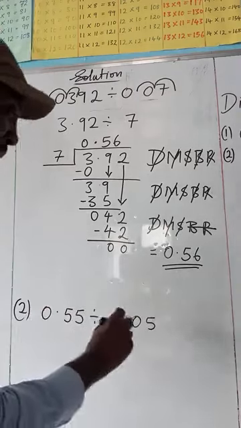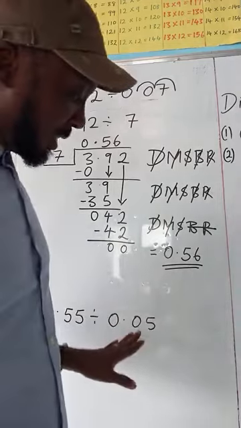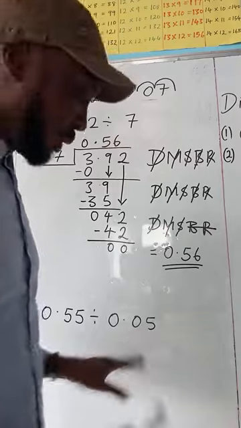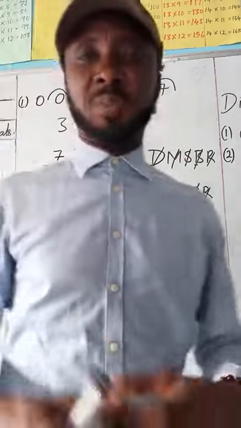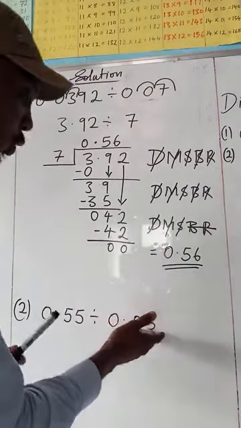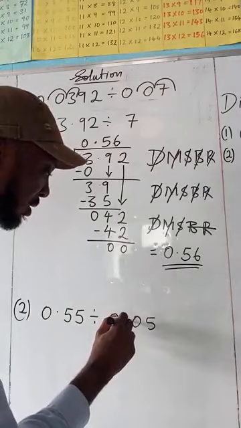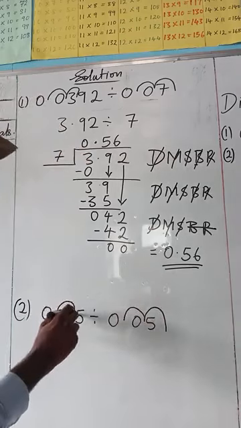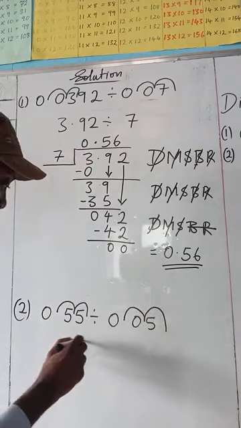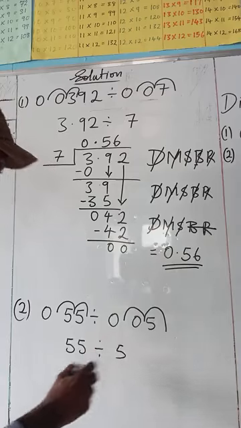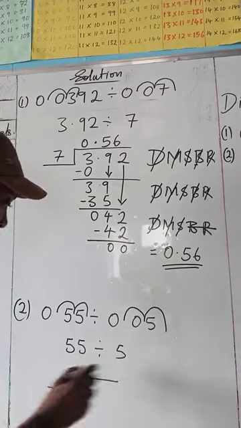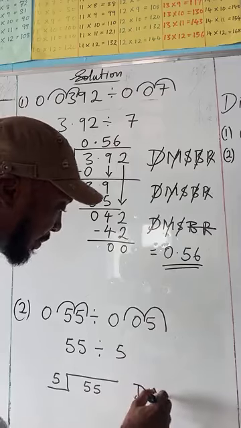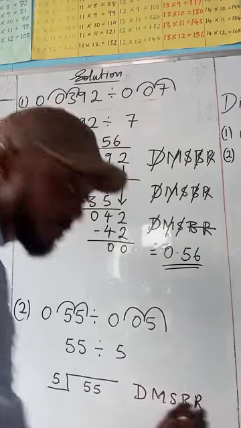Now what you have to do, remember that you put your divisor, the second number, in whole number because it's in decimal. Then how do you put it in whole number? You multiply by 100. This one is in 2 decimal places, so we'll multiply by 100 or move the decimal point 2 places to the right. 1, 2. The same thing as this one, 1, 2. So we'll now have 55 divided by 5. Now using our long division method, the divisor will be outside and the dividend will be inside. Therefore, we have our DMSBR.